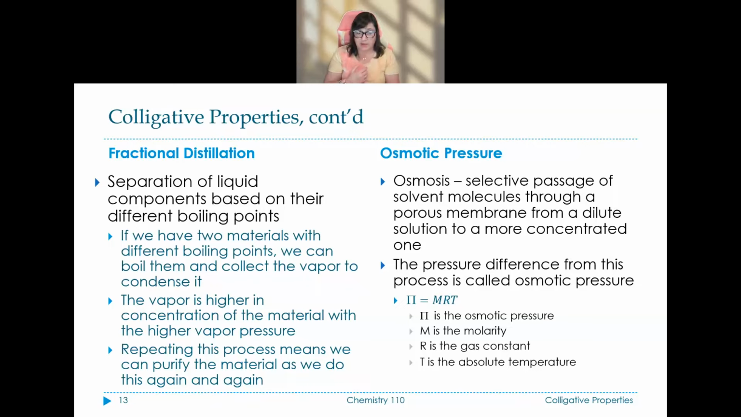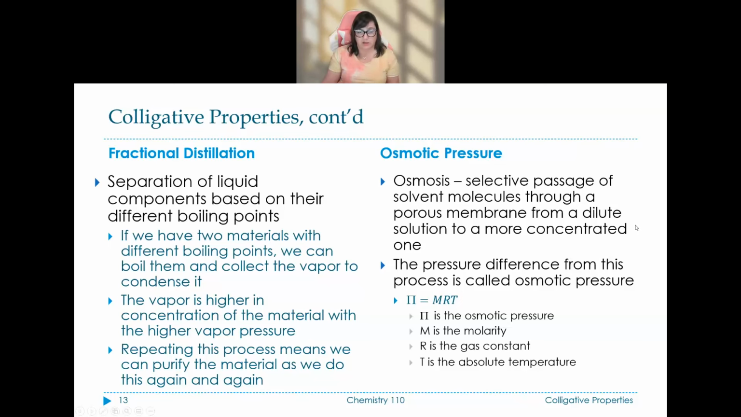We can calculate that by using this equation right here, where capital pi is the osmotic pressure, M is the molarity, R is the gas constant, and T is the absolute temperature. Since we're doing this at a single temperature, I can use molarity as opposed to molality. So that's osmotic pressure. We talked about vapor pressure, fractional distillation, and osmotic pressure.